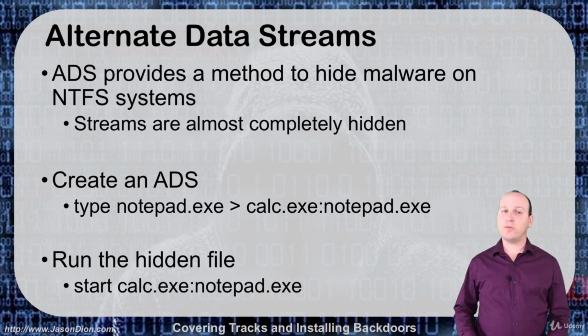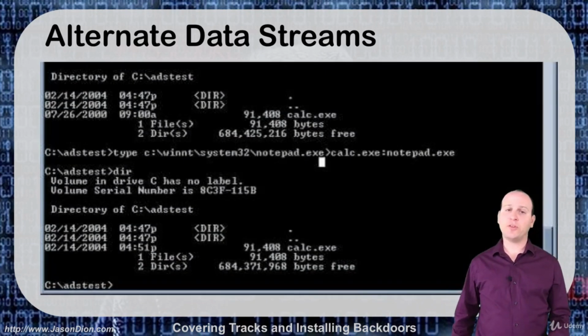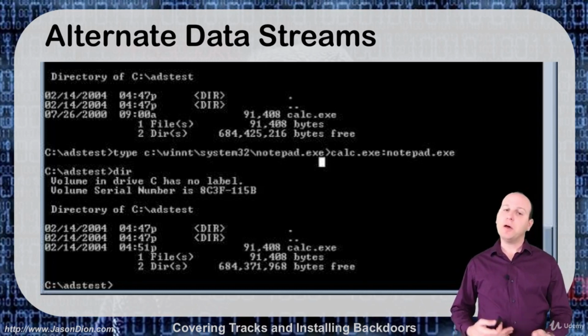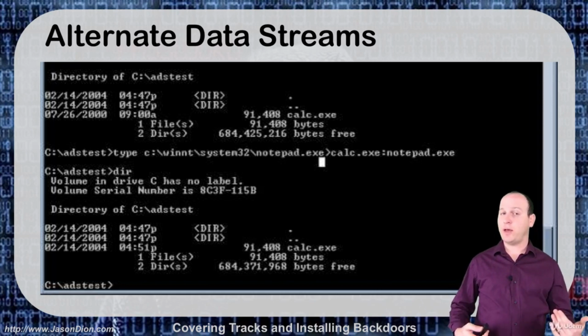Now what does that look like on a real system? Well, if you notice here on the top, I have calc.exe as a 91K file. 408 bytes is actually how large it is. Now I'm going to hide notepad inside of calc. Did it make it go any larger? No, it's still 408 bytes. So for all intents and purposes, you can't see the fact that I have Notepad inside of calc in the bottom part of the screen. But it is there, and if I type start calc.exe colon notepad.exe, it will launch the Notepad program for us.